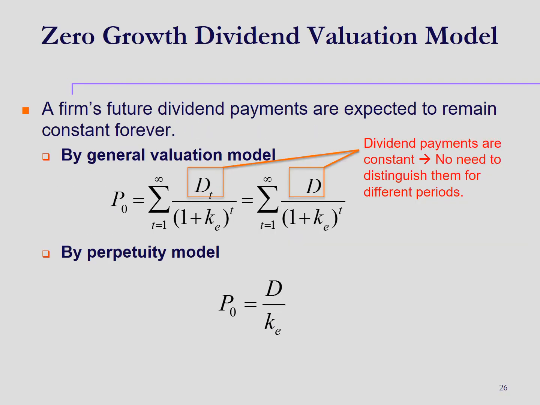The zero growth case is simply an application of the formula for the present value of a perpetuity. That is, the share price is calculated by the constant dividend divided by the investor's required rate of return.